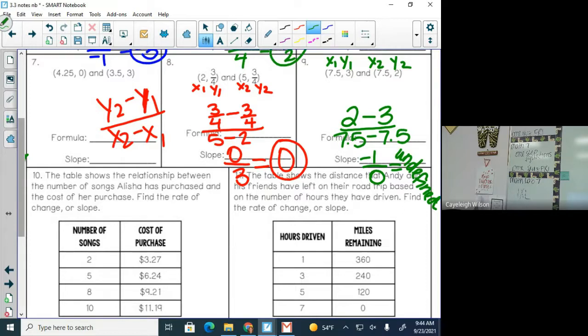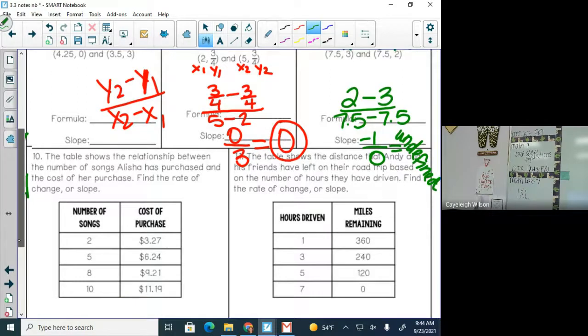Look at the one that's a 0 slope. What do you notice about its coordinates? Same. Where? On the y. The y values are the same, so that makes it have a 0 slope. When the x coordinates are the same, it has an undefined slope. Okay?